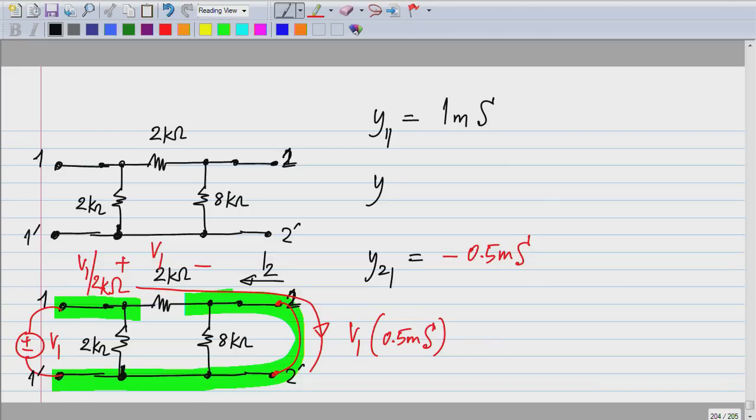I think one of you has got the answer of minus 12.5. I think it's some simple numerical error. Okay.